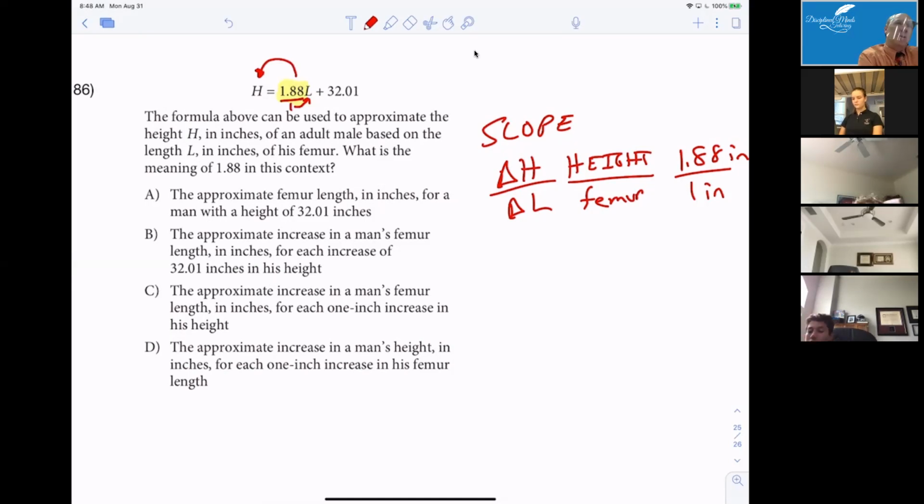Now, I'm asking you, is it A or B? 32.01 is just the y-intercept. That's out. The approximate femur length, the slope is not a length. The slope is a change. So it's not that. So the question is, is it C or D?